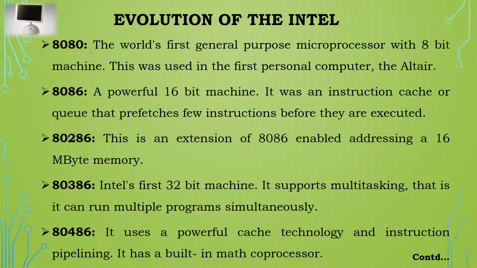And then 80486, with a powerful cache technique and instruction pipelining. It has a built-in math coprocessor. Pipelining is a process of accumulating instructions from the processor through a pipeline. It allows storing and executing instructions in an orderly process.